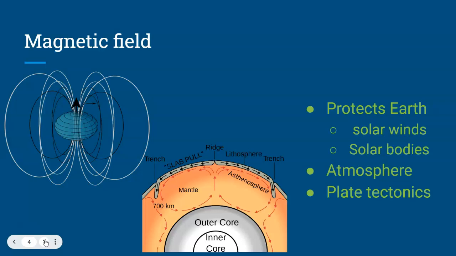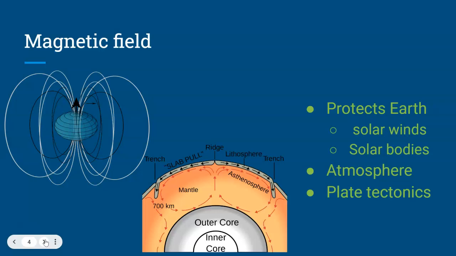The magnetic field is also another reason why we have life on Earth. It protects our planet from solar winds. It also helps us keep the atmosphere, which helps protect the Earth from solar bodies like comets and asteroids.